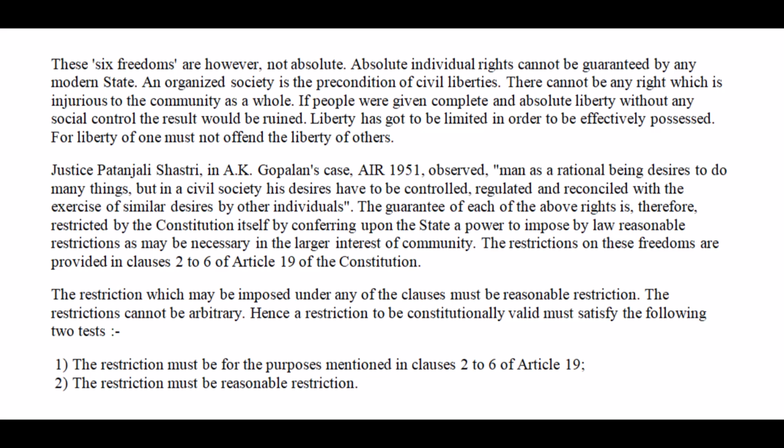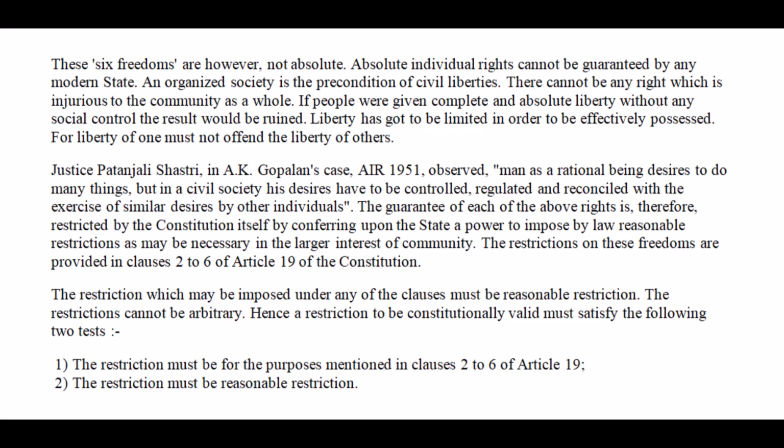The guarantee of each of the above rights is, therefore, restricted by the Constitution itself by conferring upon the state a power to impose by law reasonable restrictions as may be necessary in the larger interest of the community. The restrictions on these freedoms are provided in clauses 2 to 6 of Article 19 of the Constitution.